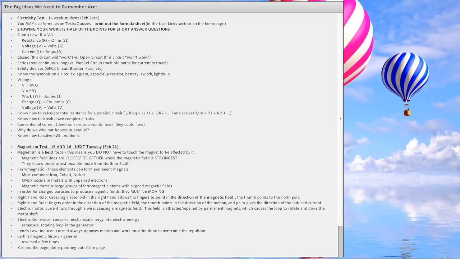So the first one is that magnetism is a field force. We have what we call contact forces and we have field forces. Field forces means that you don't have to touch in order to be affected by it. For example, gravity is a field force. There's not a specific place we have to touch to be affected by gravity. It's just everywhere, and as long as you're within the gravitational field of the Earth, gravity affects you. So that's kind of how magnetism is.